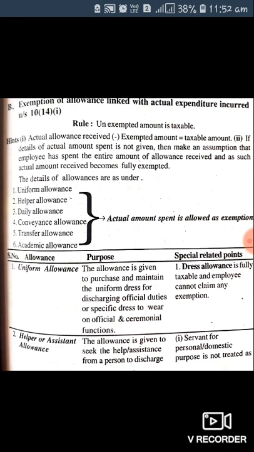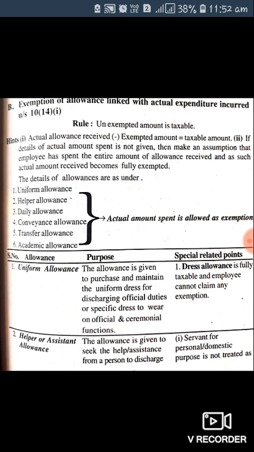Uniform allowance: the allowance is given to purchase and maintain uniform dress for discharging official duties, or a specific dress to wear on official and ceremonial functions. In some organizations there will be a special dress code which differentiates them from others. So they will follow some dress code.